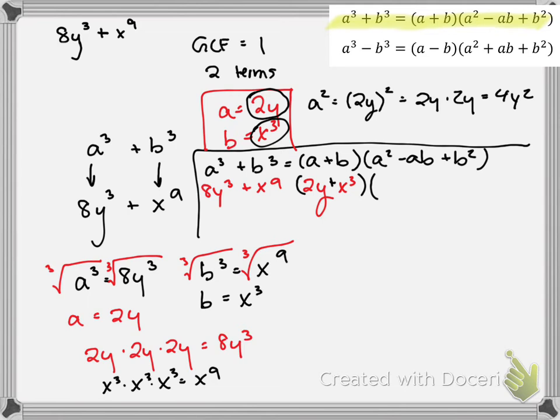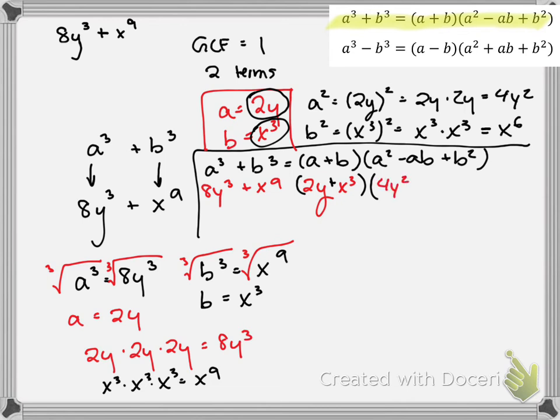At the end of our equation, we also have b squared. Well, what's b squared? Well, that's x to the third raised to the second power. Remember, when you have a power raised to a power, you multiply. Or you can also think of it as x to the third times x to the third. So that's going to give us x to the sixth power. So now we have all the information we need so we can finish this problem.